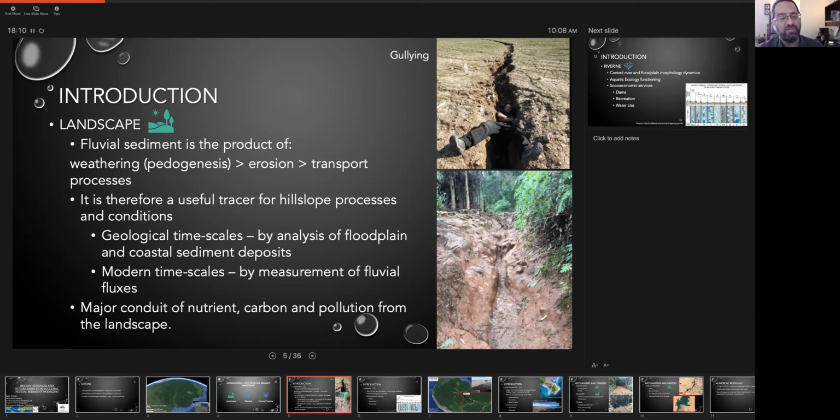So we can use the changes and characteristics of fluvial sediment to gain information about processes on the landscape and at the floodplain. At geological timescales, we can look, for example, at the deposition in floodplains to understand long-term processes and changes on the landscape. In more recent timescales, we can look at observations or modeling of fluvial fluxes to understand how changes, for example, in land use or climate change are reflected in sediment flux in rivers. In addition, the sediment itself is a major conduit of nutrients, carbon, and pollution. So there are a lot of direct links between the sediment flux and what's going on in the aquatic environment, so ecological water uses and so on.